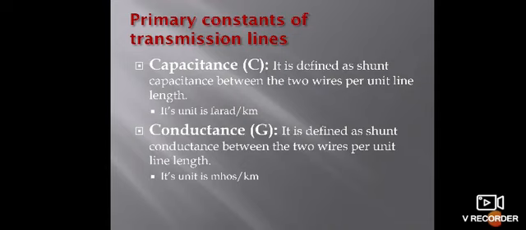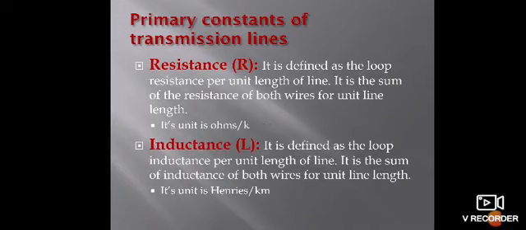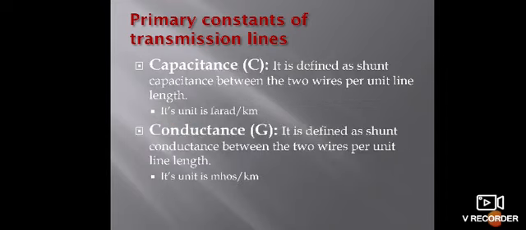And the next one is conductance. What does conductance mean? It is defined as the shunt conductance between the two wires per unit line length. It is given as mhos per kilometer. It is the reciprocal of resistance, and that is the conductance of the transmission line. So the primary constants of our transmission line are resistance, inductance, capacitance and conductance.